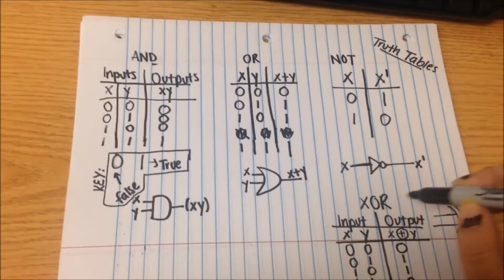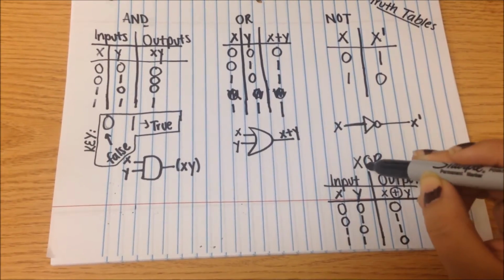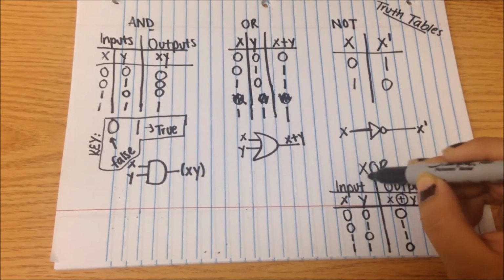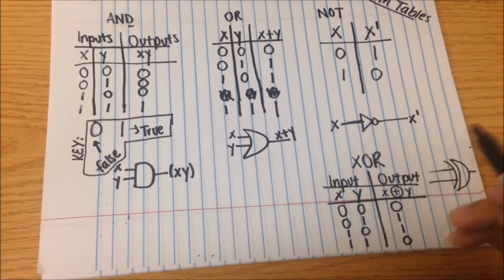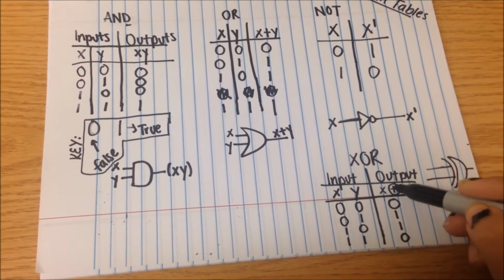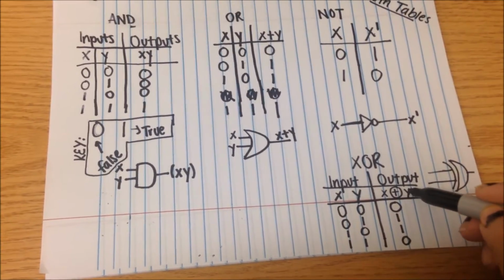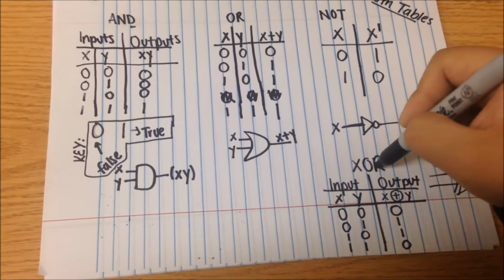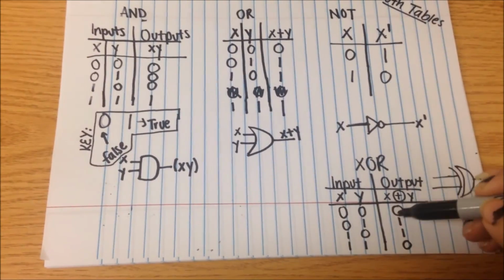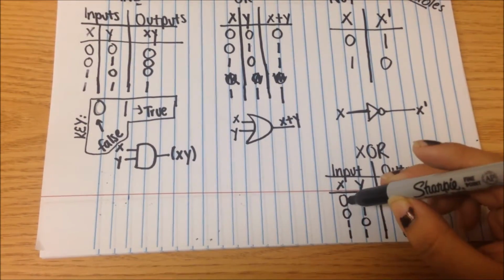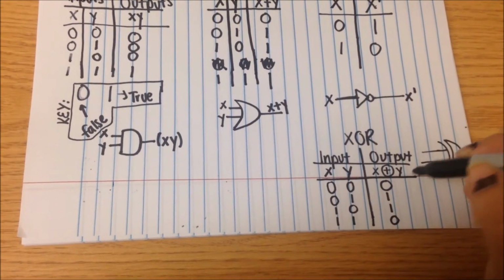So here, I want to explain this a little bit. It's your exclusive OR. Here your inputs are x and y, and your output is x with a plus and a circle around it, y. That's how XOR is different from OR. So if you look here, inputs are 0 and 0, and your output is 0.